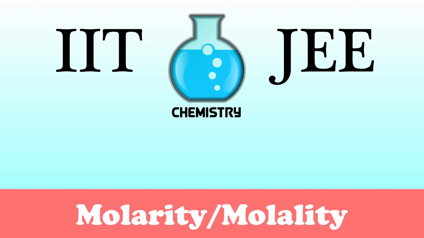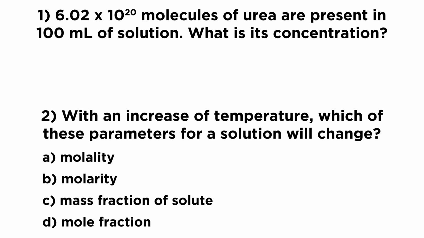Let's check out some questions regarding molarity and molality. The first question asks: 6.02 times 10 to the 20 molecules of urea are present in 100 milliliters of solution. What is its concentration? And then the second one asks, with an increase of temperature, which of these parameters for a solution will change? So we need to know what molarity and molality both are. I have some tutorials on solutions as well as colligative properties that may help if you've forgotten. And when you're ready, give these a try.